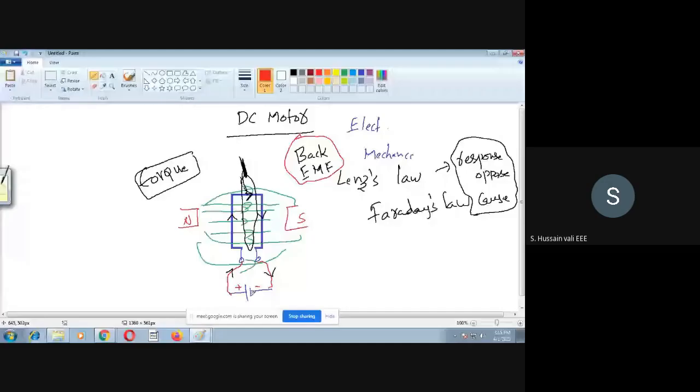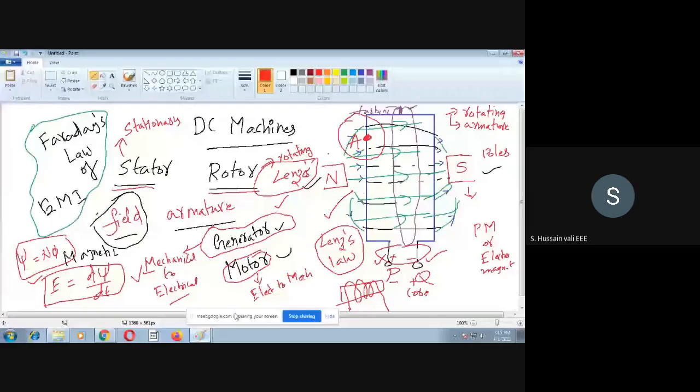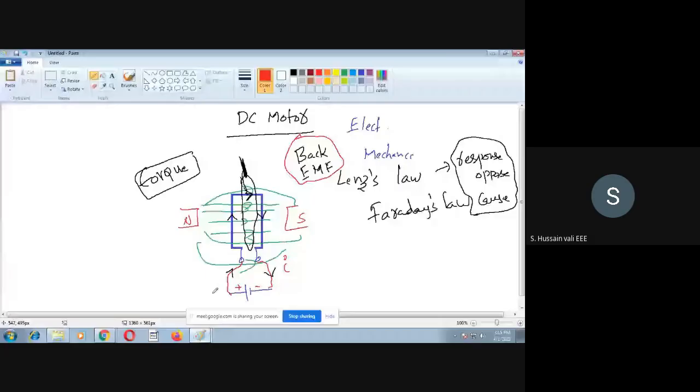Of course, I'm not going to explain this in detail because you might have studied it already. I just want to tell you what parts you will find in the DC machine, either the DC motor or DC generator. You might have studied how it works, and what else you might have studied apart from that, such as how to control the speed and so on.